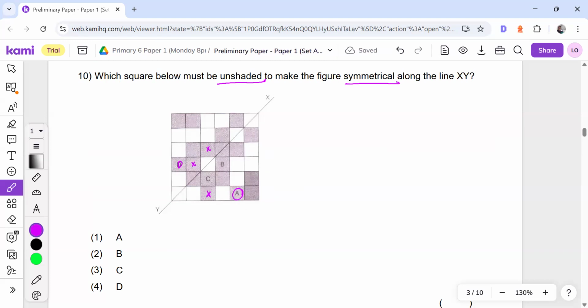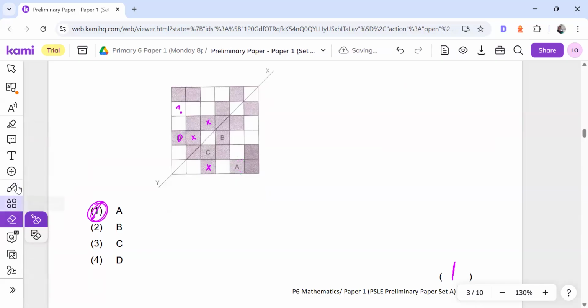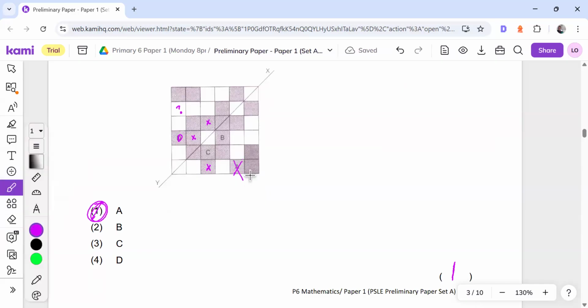Look at letter A, and then you go opposite. So opposite, do you see any square shaded? A, there's no square shaded. So which means that you will have to take out letter A. Right? Square A must be unshaded. So when you unshade square A, what will happen? Then the figure will become symmetric. Okay, got it? So you will need to unshade square A. Clear? Okay, let's go to the next one.